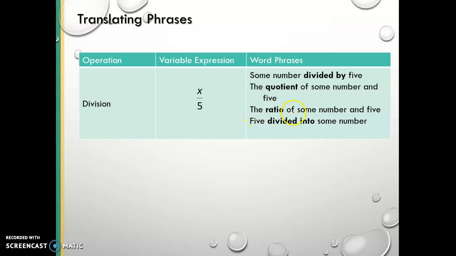And then the ratio of some number and 5, or 5 divided into some number. So again, order matters. Earlier, I said in subtraction, order also matters because of subtracted from. It's the same thing here with divided into. It's the one who's dividing.